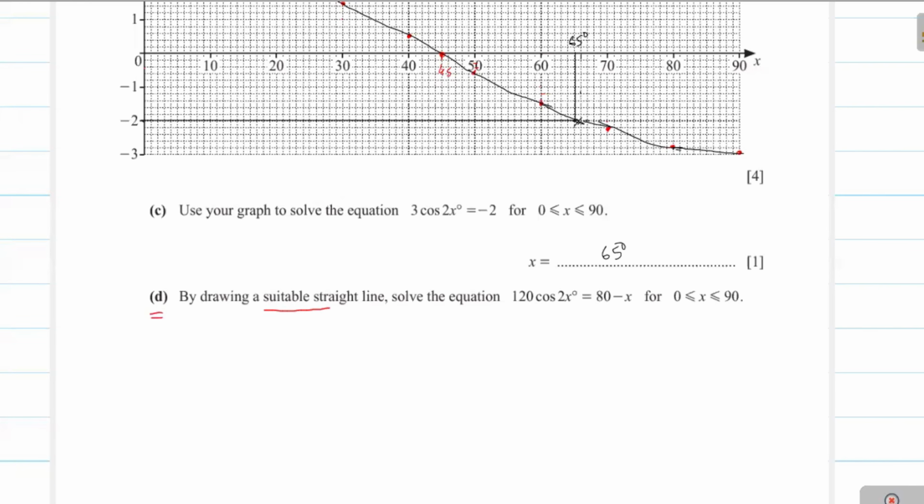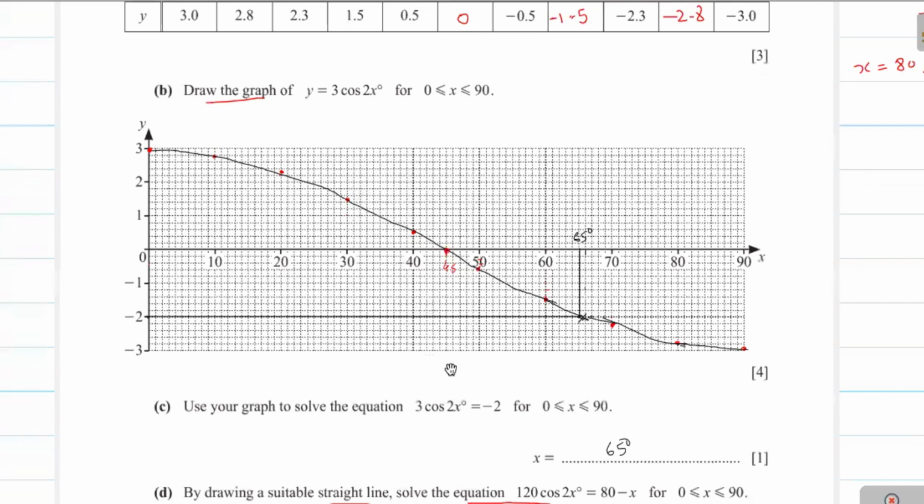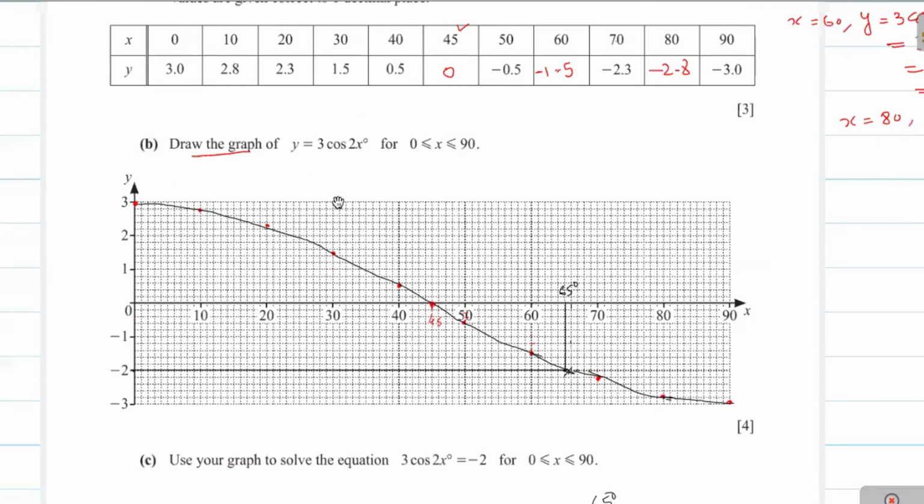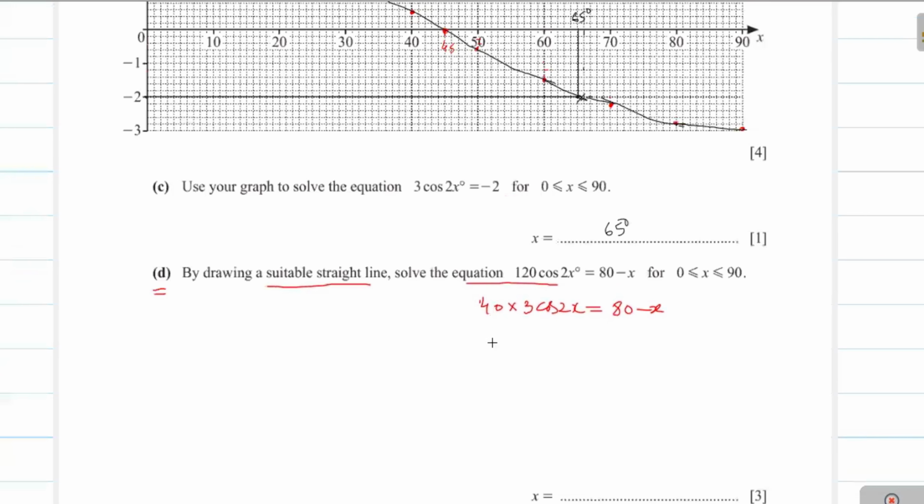Part D, by drawing a suitable straight line, solve the equation 120 cos 2x equal to 80 minus x. Now you see here, this is the equation given. Firstly, we write this equation in the form of 3 cos 2x. Therefore, we can write it as 40 multiplied by 3 cos 2x equal to 80 minus x. Now, 3 cos 2x equal to y. Therefore, we write 40 into y equal to 80 minus x.